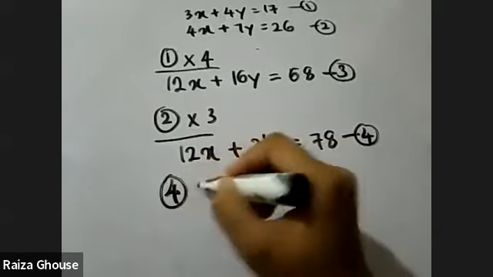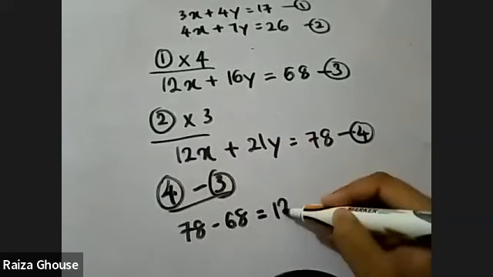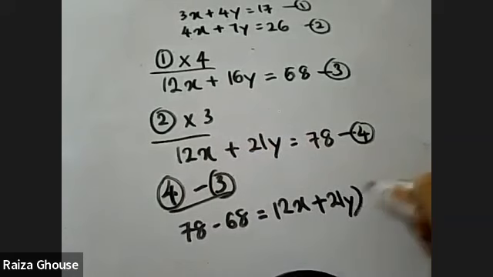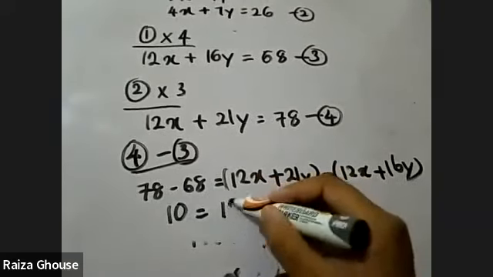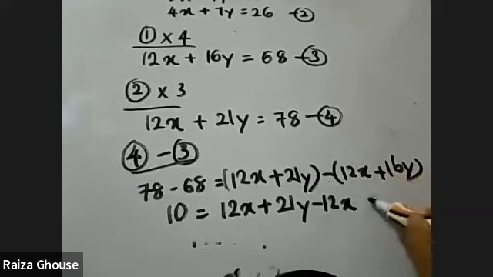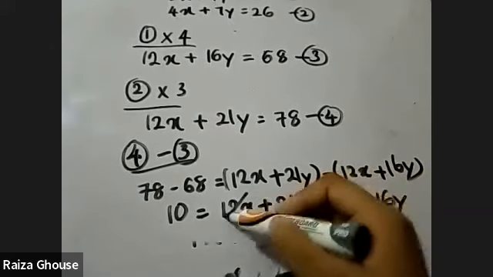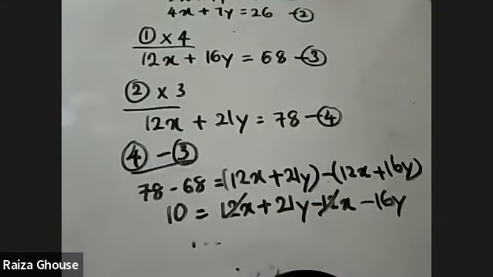Same coefficient, same sign. We can subtract. Bigger one is the fourth equation, smaller one is the third equation. 78 minus 68 equals 12x plus 21y minus (12x plus 16y). Now I'm getting 10 here. When I remove the brackets, I get 12x plus 21y minus 12x minus 16y. You can see positive 12x and negative 12x, and when you take 21y minus 16y, what is the answer? 5y. So what is 1y equal to?